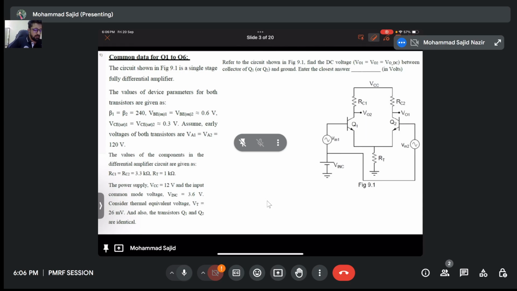Okay, so I can start the session. As you may have gone through the lectures for week 9 and studied the differential amplifier, the session is mainly on finding the gain in differential amplifiers: differential mode gain, or common mode gain. These will be the two types of gains we will calculate for the circuits.